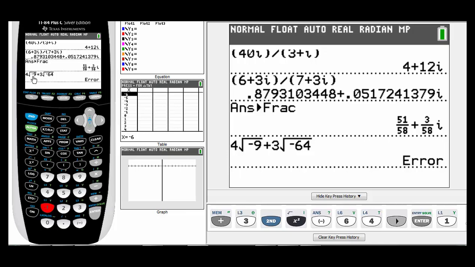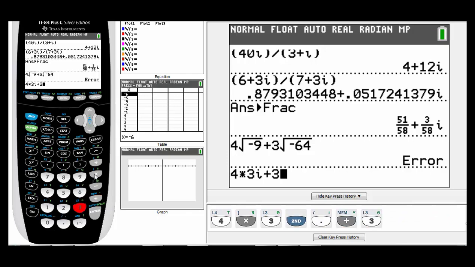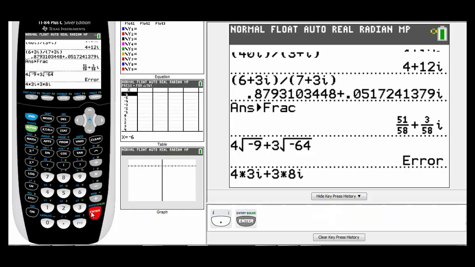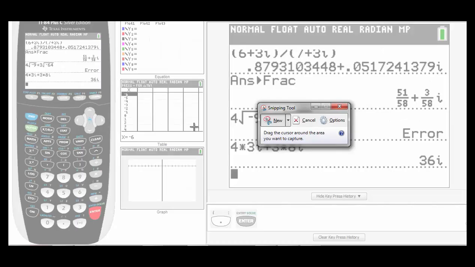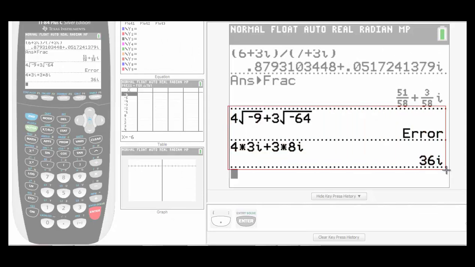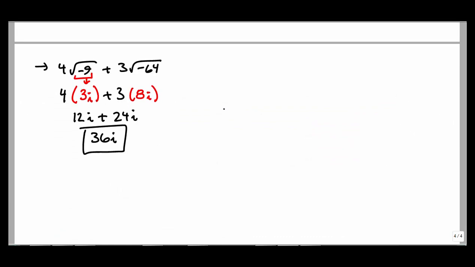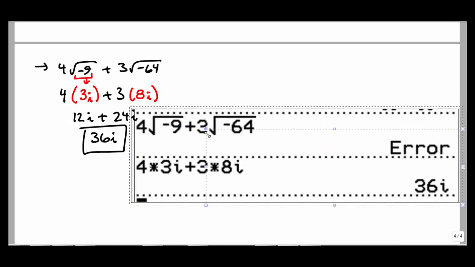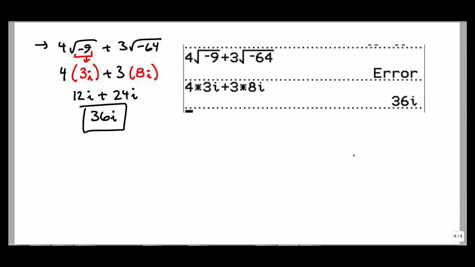Now if you recognize that this was 3i, you could put in 4 times 3i using your second I key, plus 3 times 8i, I believe we had. And then it can deal with it. You have to put it in I first. Otherwise, it does not know what to do. It's kind of stuck. So for these types of problems, you kind of have to help your calculator out just a little bit. You have to simplify it before you input it into the calculator. So that's another type of problem that you'll run across in your homework sets.